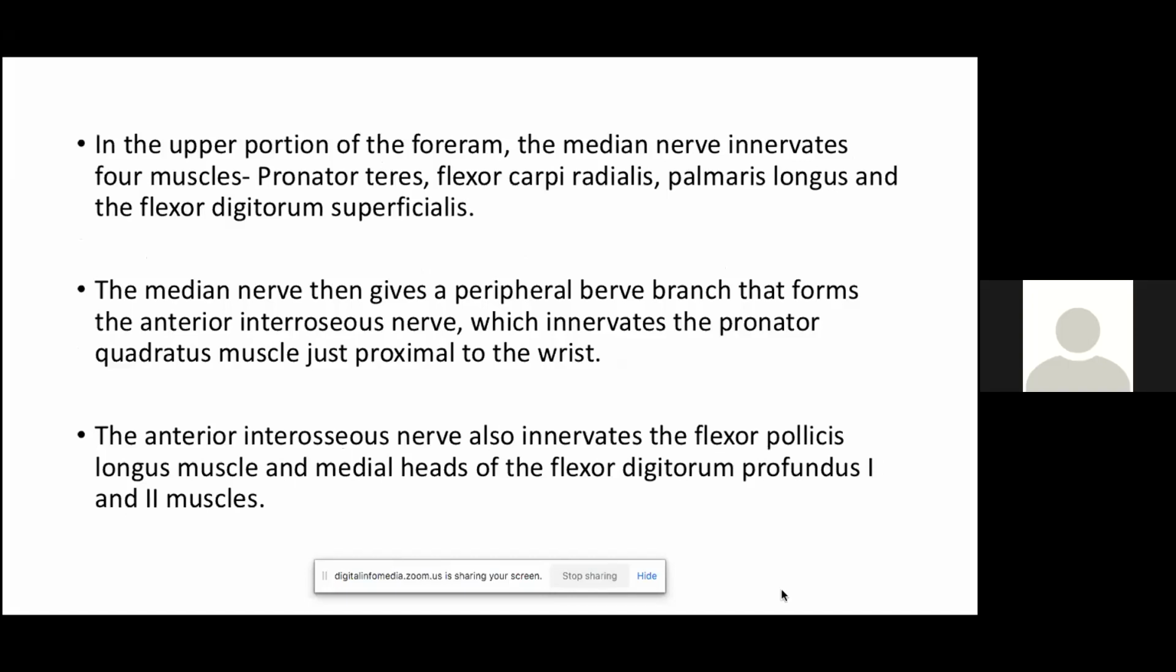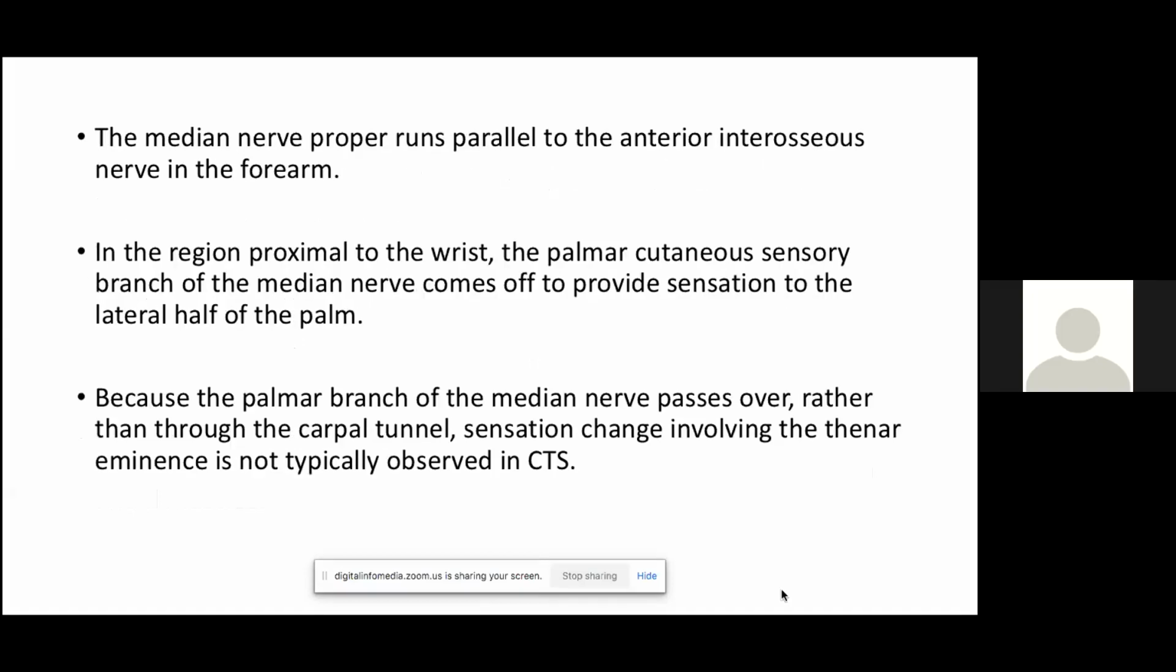The anterior interosseous nerve also innervates the flexor pollicis longus muscle and the medial edge of the flexor digitorum profundus 1 and 2 muscles. The median nerve proper runs parallel to the anterior interosseous nerve in the forearm. In the region proximal to the wrist, the palmar cutaneous sensory branch of the median nerve comes off to provide sensation to the lateral half of the palm. So it comes off before the wrist.